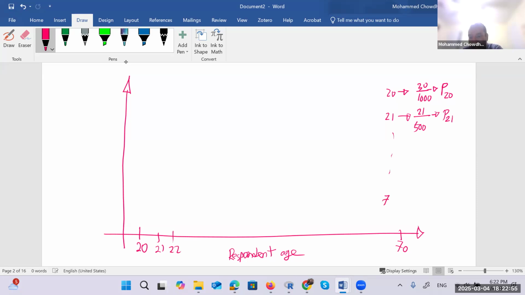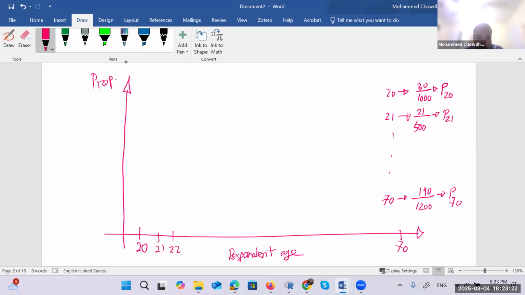Similarly, at age 70, suppose you get 1200 persons, and you have found suppose 190 with hypertension. So then you can put here P70. So these are the proportions that will be put in here.